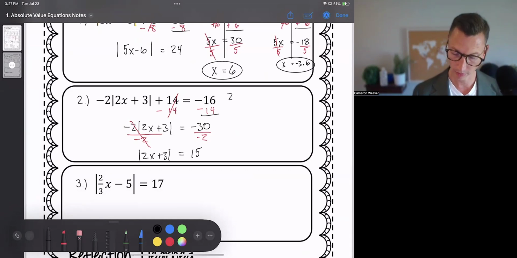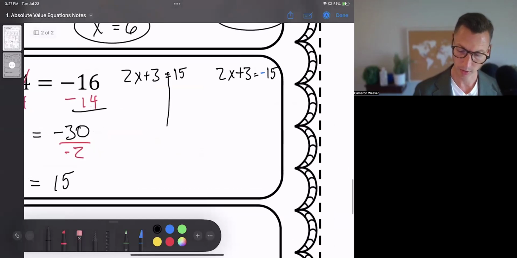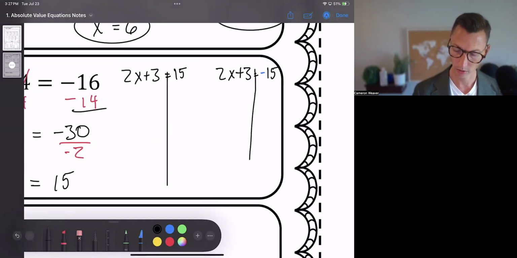So I'm going to come up here at the very top. I'm going to write 2x plus 3 equals 15. I'm going to write it again. 2x plus 3 equals, we're going to make this one a negative 15. Remember, the answer to the second equation becomes negative. Now we simply work and solve both.